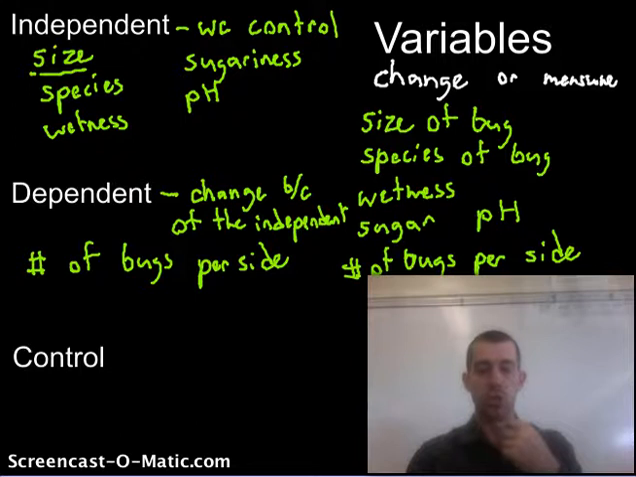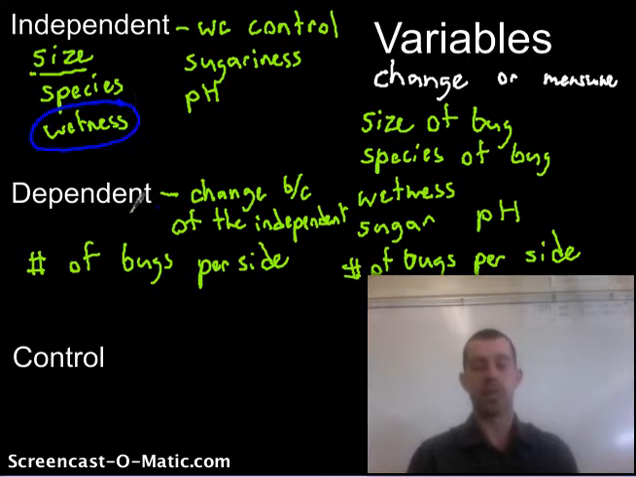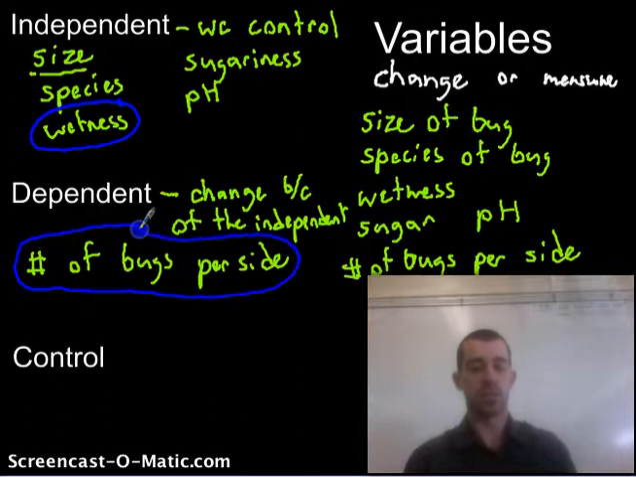We don't force them to move to one side or the other. All right. So once we've got our list of independent and dependent variables, we're going to pick the ones that we'll actually investigate. In this case, we're going to investigate wetness. We only get one independent variable, and there's only one dependent, so we'll see if that affects the number of bugs per side. Okay? So these are our variables we're going to examine.